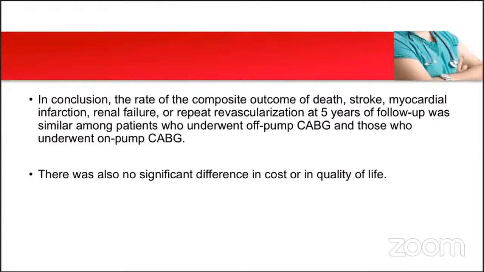So they conclude for the 5 years follow-up of coronary trial that the rate of composite outcome of death, stroke, MI, or renal failure, or repeat revascularization at 5 years of follow-up was similar among patients who underwent off-pump Cabbage and those who underwent on-pump Cabbage. And there was also no significant difference in cost or quality of life.